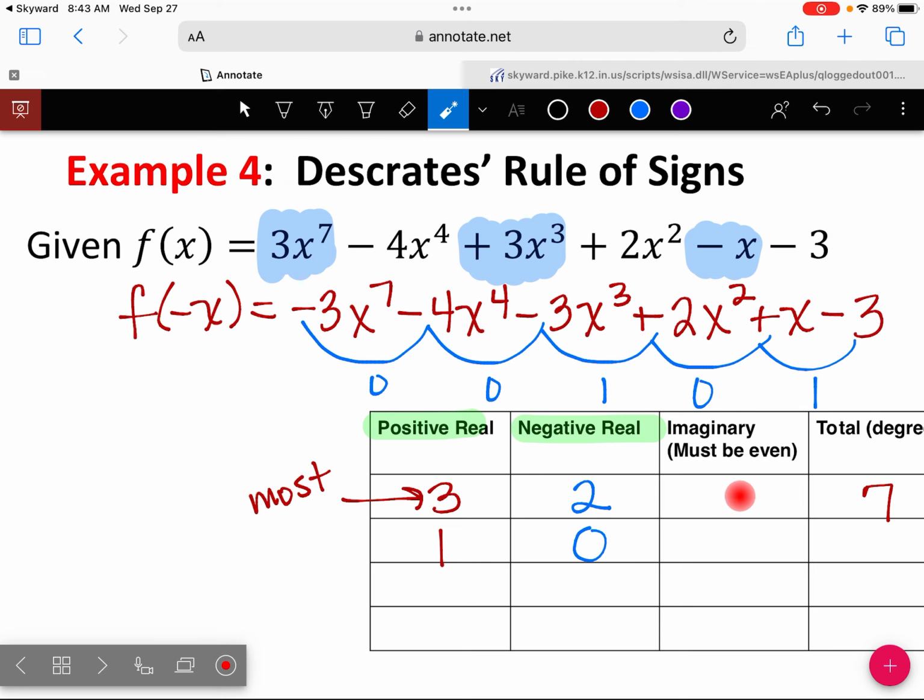So now we need to figure out what number goes here. The number that goes here, first of all, has to be even. And I need to figure out what number I need to put in this column in order for this row to equal 7. So right now I have 3 positive, 2 negative. Remember, I need to have 7 altogether. So 3 plus 2 is 5. So what number do I need to put here? A 2.